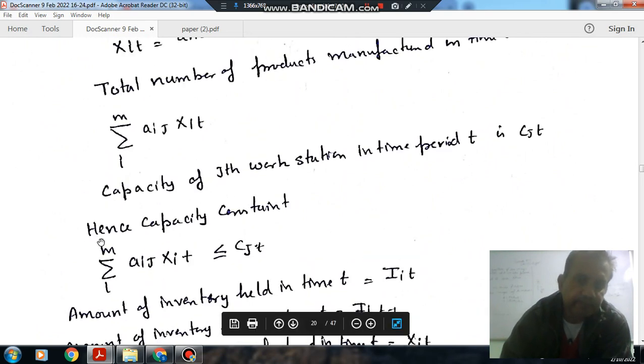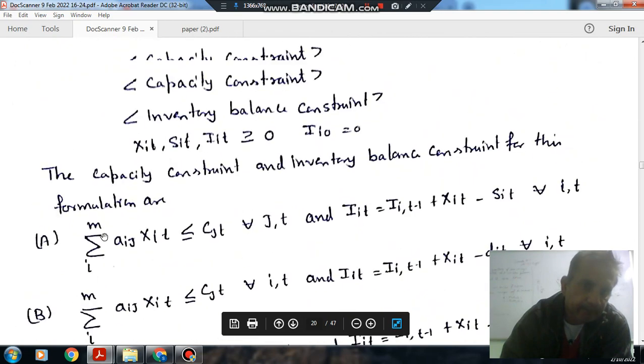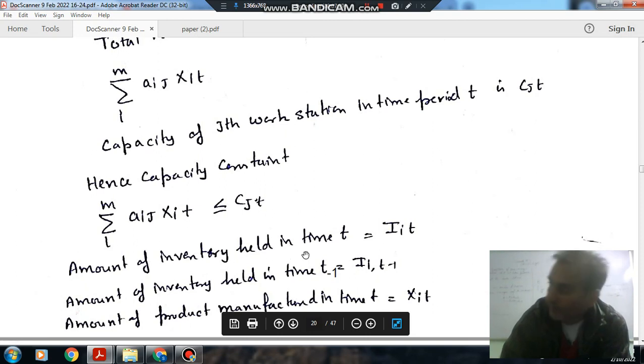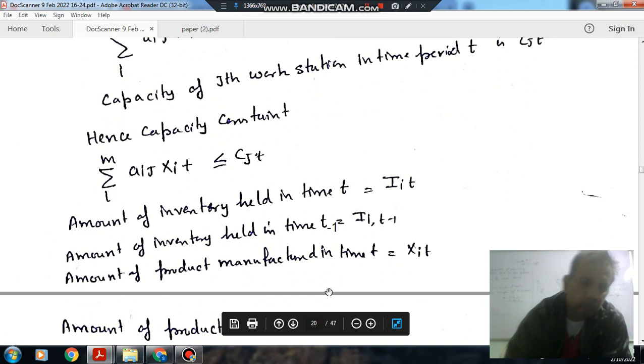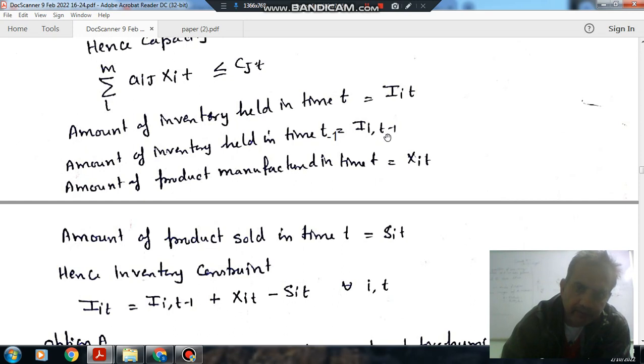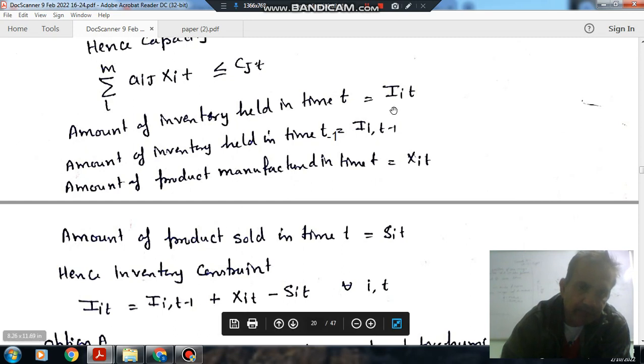Now the second constraint is the inventory balance constraint. The amount of inventory held in time t is Iit, and the amount held in time t minus 1 is Ii(t-1). In the period from t minus 1 to t, let the amount of product manufactured be Xit and the amount sold be Sit. The difference of these two will be held, and the previous inventory was Ii(t-1).